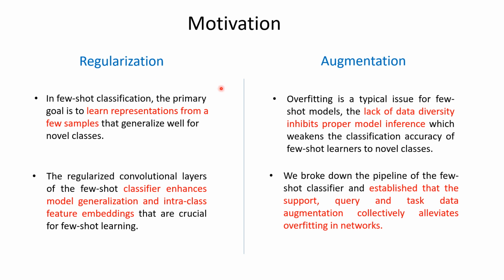And also for augmentation, overfitting is a typical issue for most few-shot models. The lack of data diversity inhibits proper model inference. In that regard, we broke down the pipeline of the few-shot classifier and established that the support, query and task data collectively alleviate overfitting in networks.